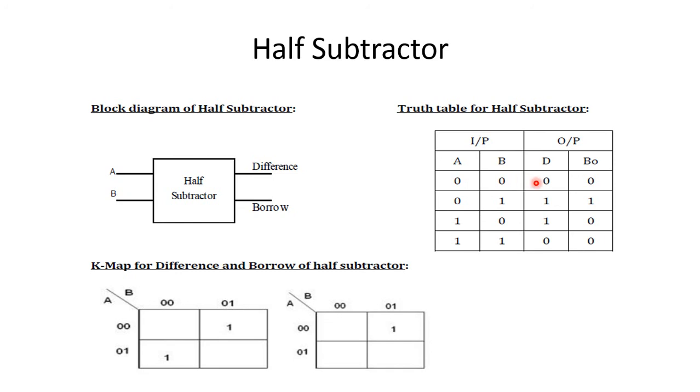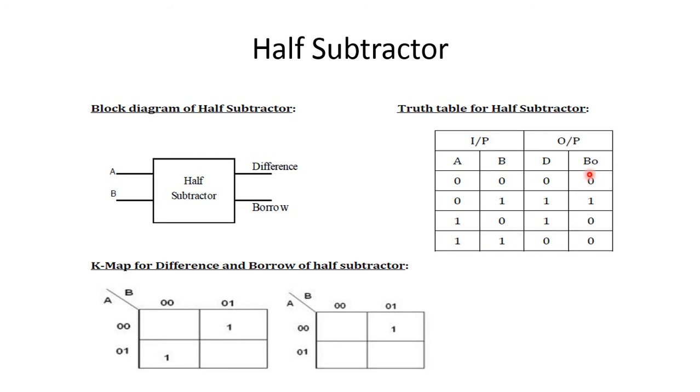0 minus 0, difference is 0 and borrow is also 0. 0 minus 1, difference is 1 and borrow is 1. For 1 minus 0, difference is 1 and borrow is 0. The last input combination, 1 1, 1 minus 1: difference is 0 and borrow is also 0.